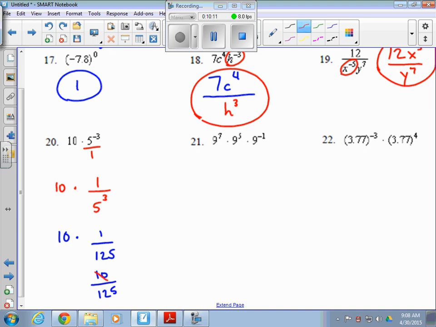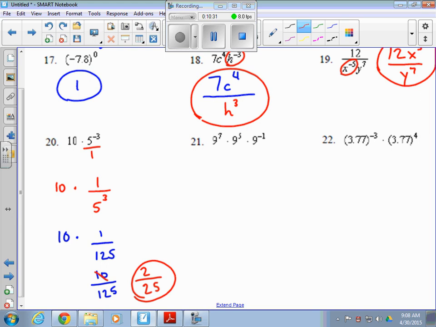5 times 2 is 10. And 5 goes into 125. Well, it goes into 12 two times, and it goes into 25 5 times. So it goes into 125 25 times. 2 over 25. For number 21, you have 9, 9, and 9.